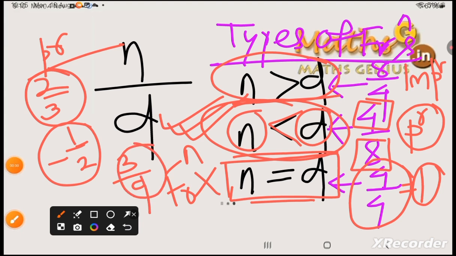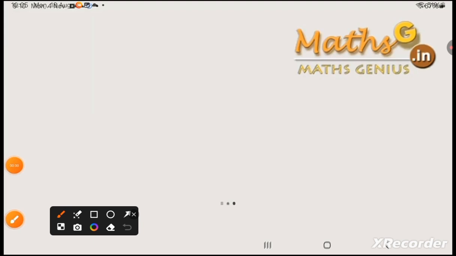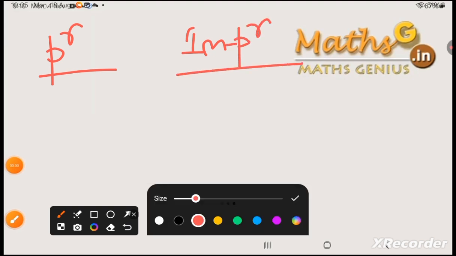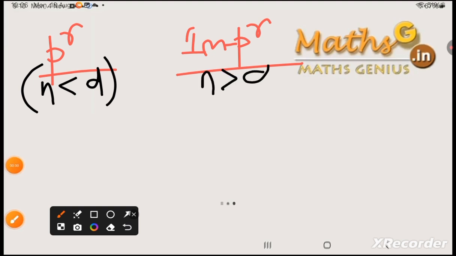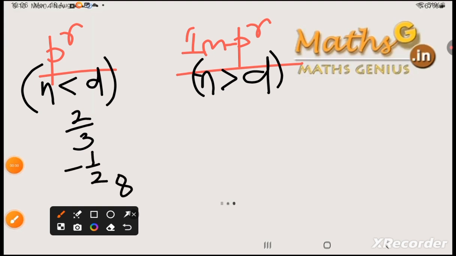And what are the examples of improper fractions? So let us do it. We were writing proper fractions and improper fractions. As we discussed, who are the proper fractions? Where the numerator is lesser than the denominator, they are the proper fractions. Who are improper fractions? Where the numerator is greater than the denominator, they are the improper fractions. Examples, we just wrote 2 by 3, minus 1 by 2, and 8 by 9 also is a proper fraction.